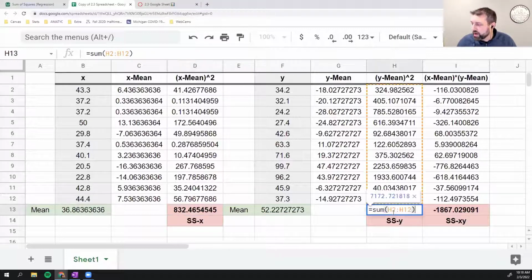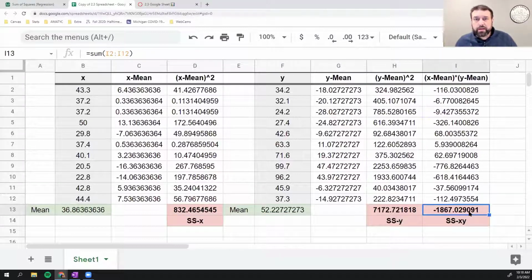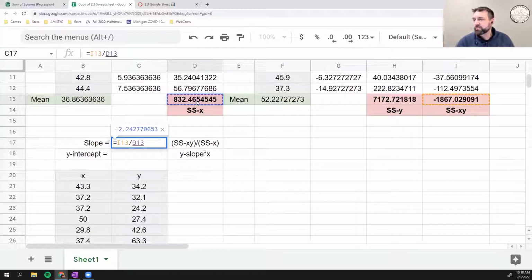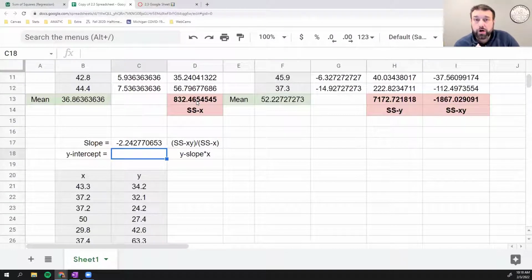we have SSY, and we have SSXY, we can do a calculation to find the slope of our line. So the slope, if you remember, is equal to SSXY divided by SSX. And so there's the slope of our line, negative 2.24. That's the slope of the line of best fit.